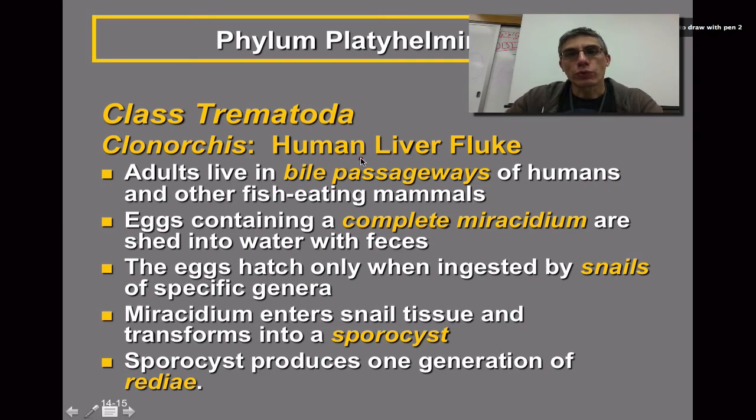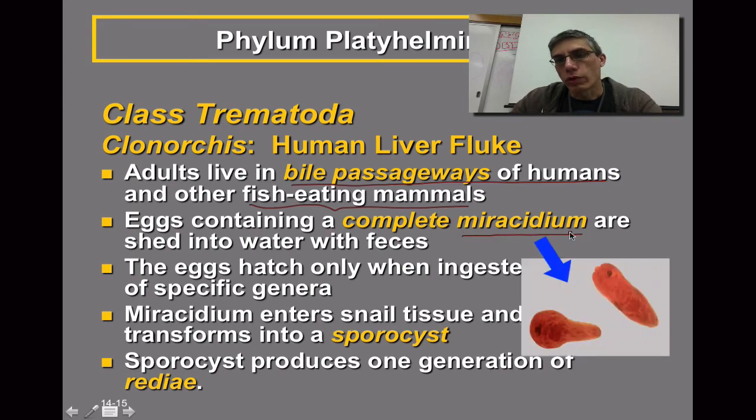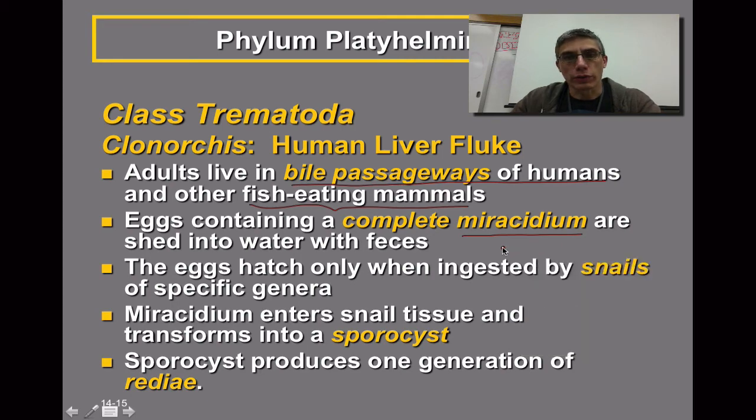Now the human liver fluke is one that is prevalent in the Eastern Asia part of the world, so we're talking about areas such as China and Japan. The adults of the human liver fluke live basically in the bile passageways of humans and even some fish-eating mammals. When you say bile, you're referring to the liver region of the animal. Now the eggs are going to contain a complete miracidium. Miracidium is one form of larvae that will be found in the life cycle of this fluke. These eggs are going to be shed into the water with the feces from humans.